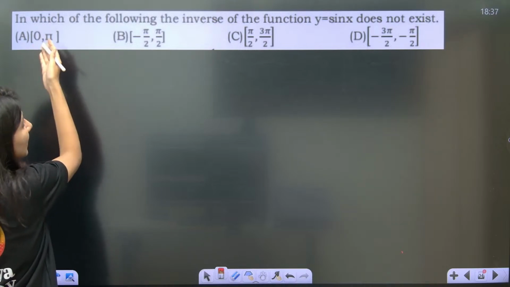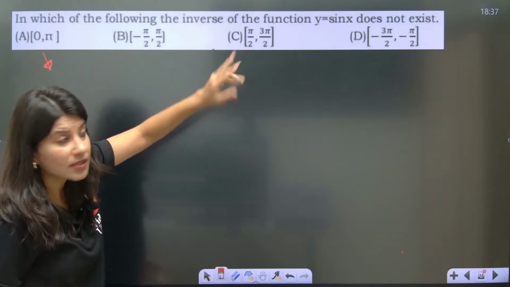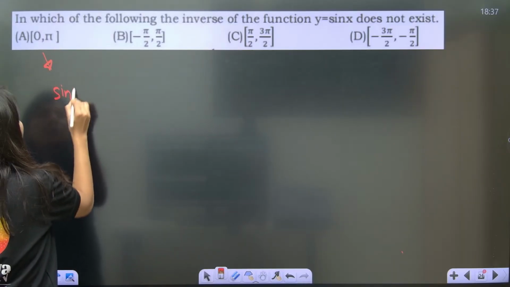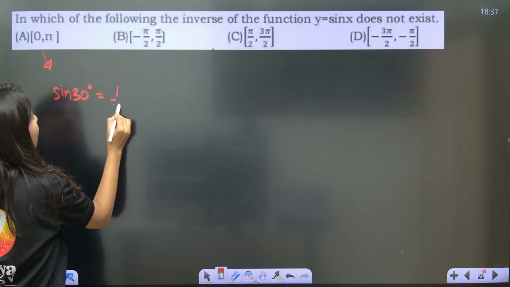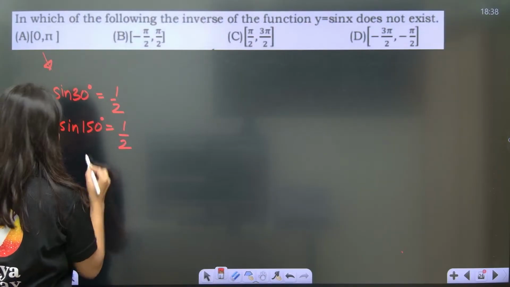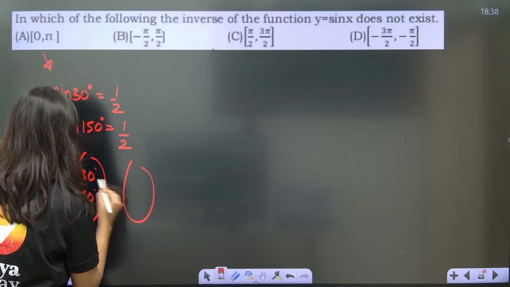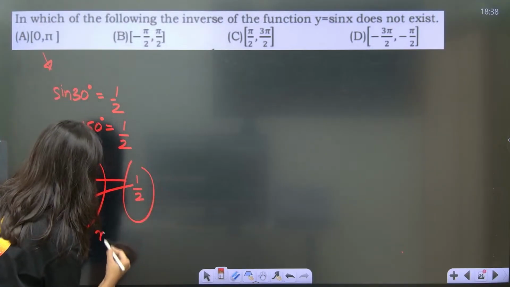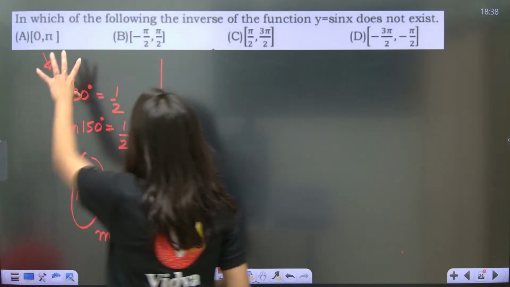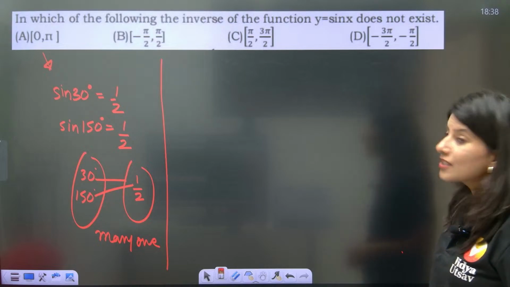So, this is the domain. They are giving the domain. Right? y equals sin x. This is not invertible. Just understand, sin 30 degree is what? Half. And what about sin 150 degree? That is also half. So if I draw a mapping diagram, 30 and 150 degrees both share this value. So this is a many-one function. So this is not at all allowed. So which of the following inverse functions does not exist?